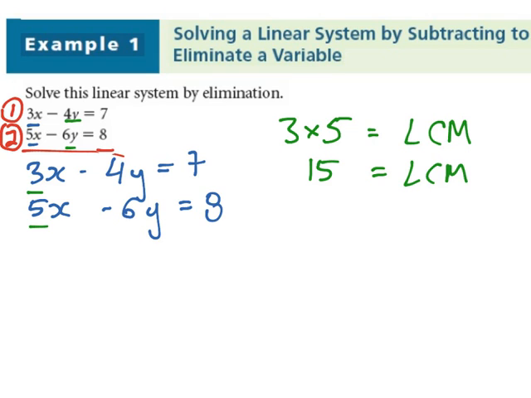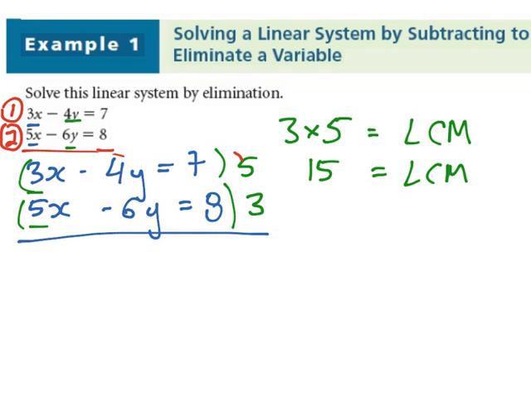So what we're going to do is change the 3, which is right here, to the 15. The way we do this in the equation is by multiplying the entire equation by a value that makes that 3 into a 15. And that is a 5. The 5 in the second equation has to be changed to a 15 as well, so we're going to multiply the entire equation by 3. It's good practice to draw lines like so.